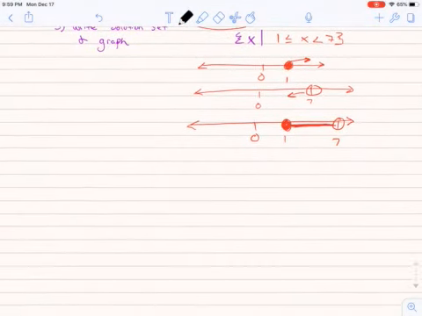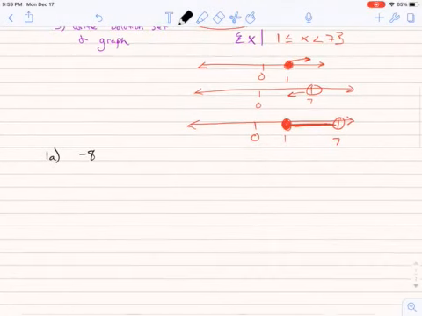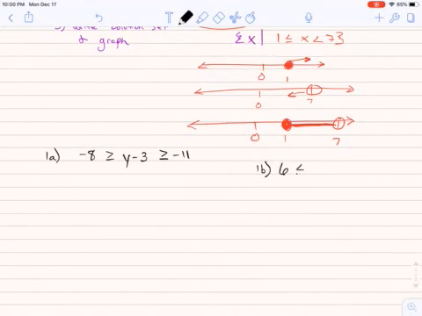All right. Give you an example to work on. We'll say -8 is greater than or equal to y minus 3, which is greater than or equal to -11. And I'll put 1b: 6 is less than or equal to r plus 7, which is less than 10. Go ahead and pause the video. Take a moment and solve those inequalities. Write the solution set.